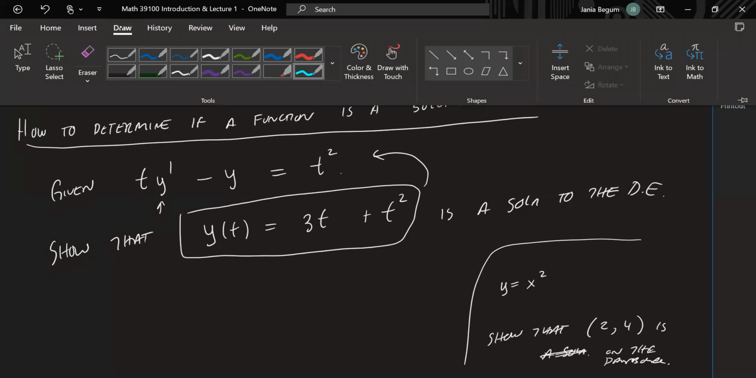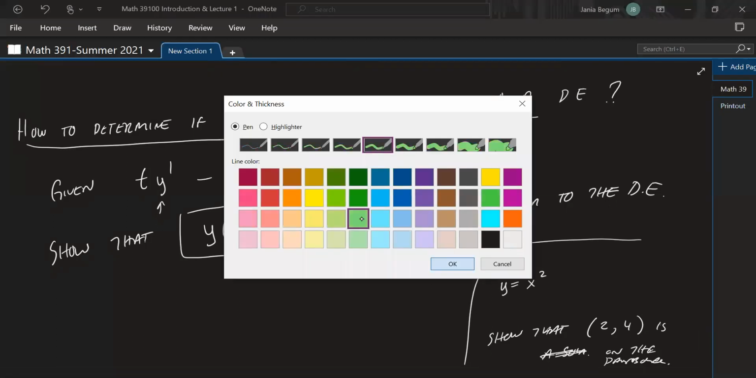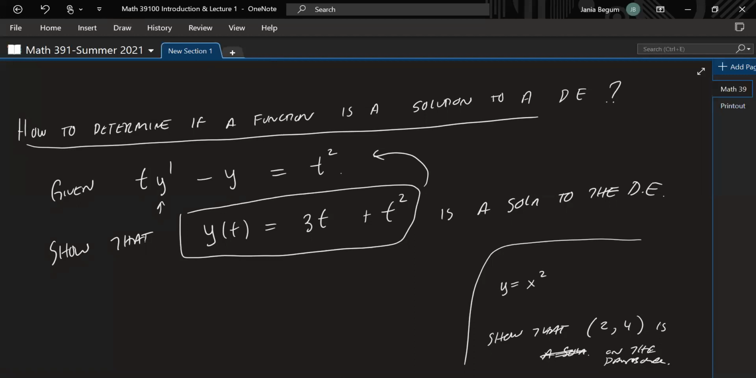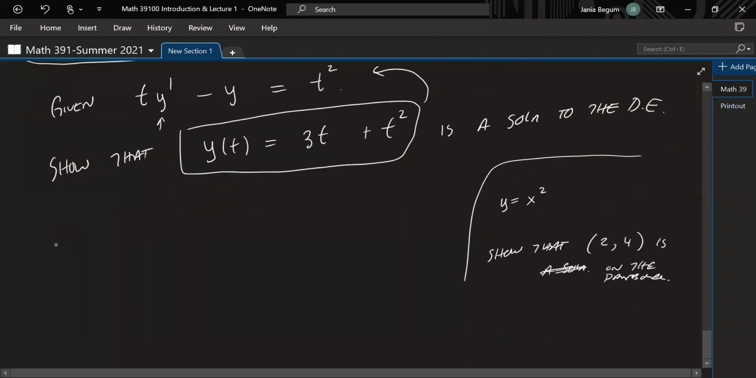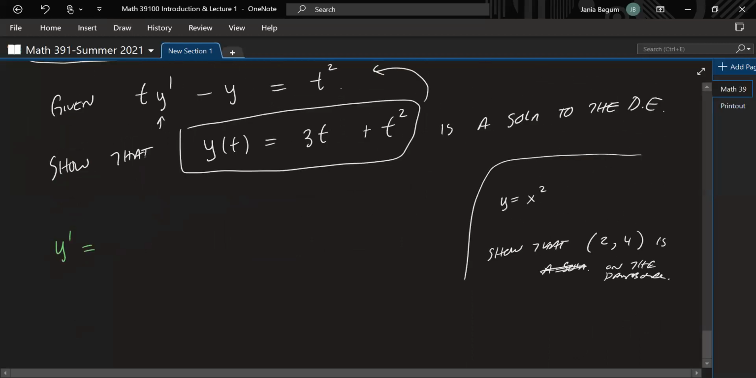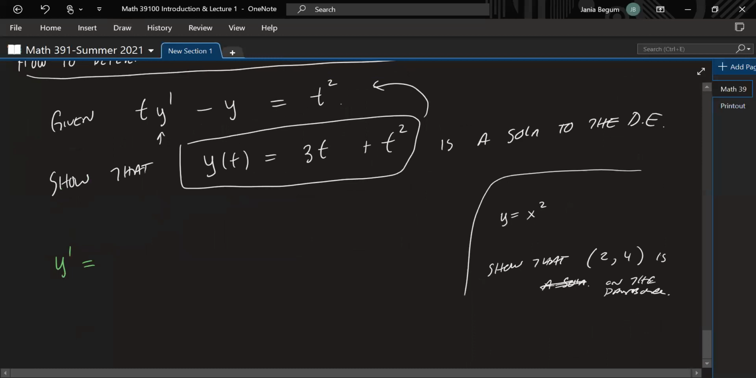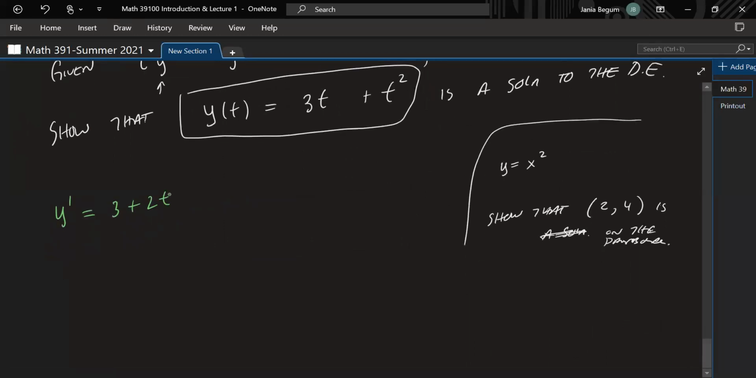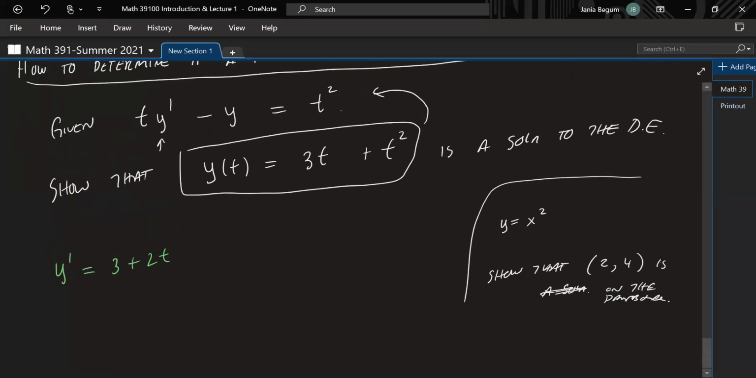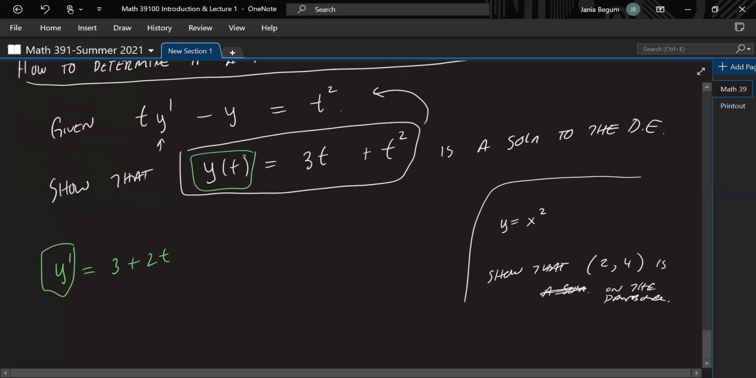So I'm going to go ahead and compute its derivatives. We only need up to the first derivative. So y prime is going to be, just simple power rule, right? So what's the derivative of this? Who can tell me? Right, 3 plus 2t. Something we should all know by now. So I know y prime is this expression. I know y is given to me as that. I just plug everything in.